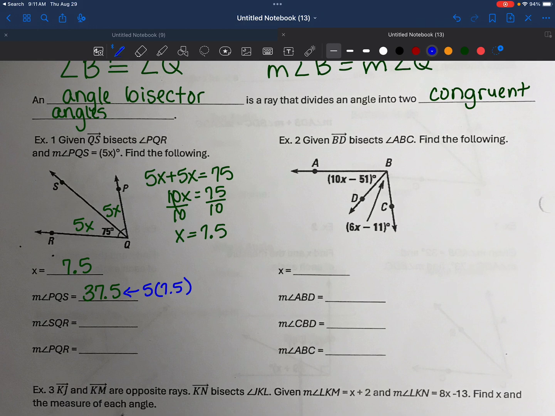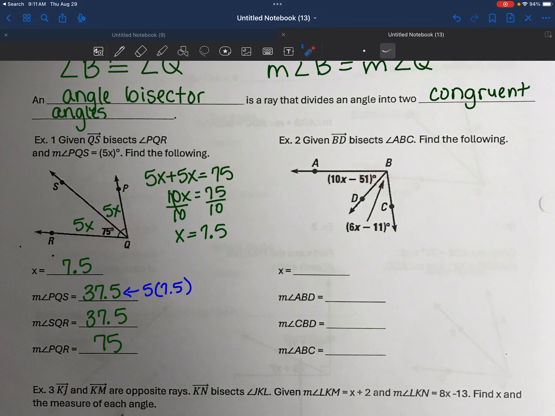Now, if PQS is 37.5, what do I know about SQR? Same thing, right? Also 37.5. And then I don't have to do any work for PQR because it gave it to us. But even if it didn't, what could I do with these two numbers? Add them. Yeah, because the two parts have to equal the total. So, one way is it gives you one angle, we match the other angle and set it equal to the total. Because here they gave us the total.